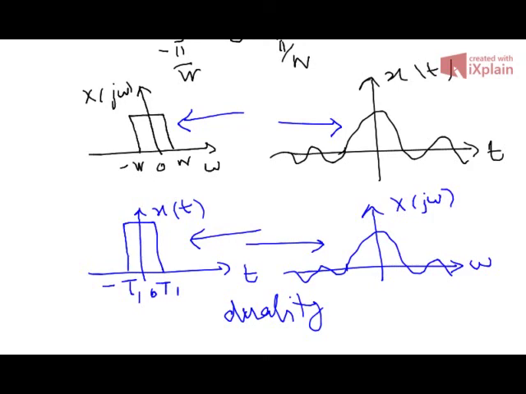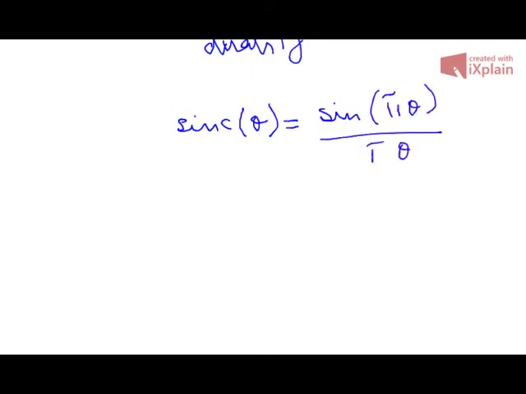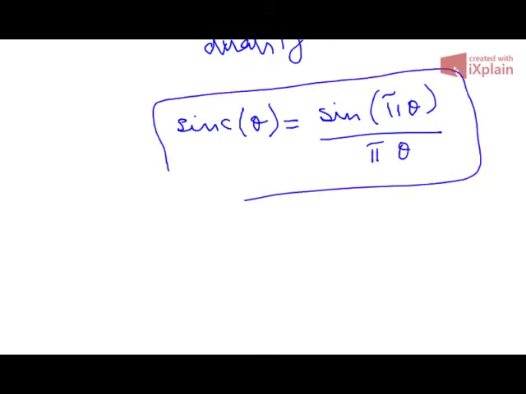So just go through the definition of the sinc function. A more precise definition for a sinc function can be written in this form: sinc of theta can be written as sine of pi theta over pi theta, right? Or you can say sine of theta over theta. Consider this theta: sine theta over theta is actually a sinc function of theta.